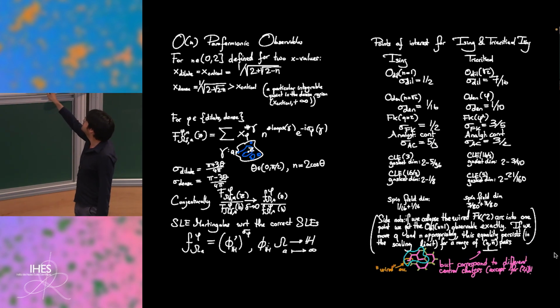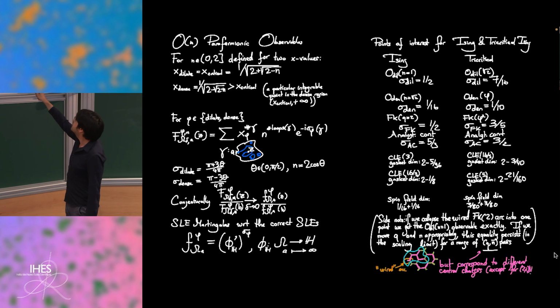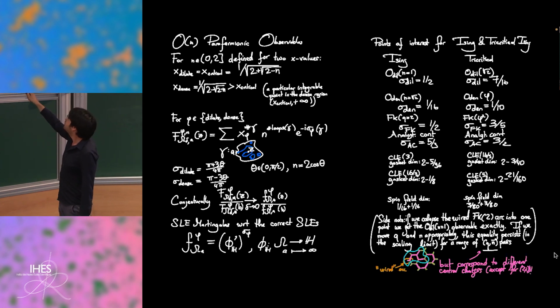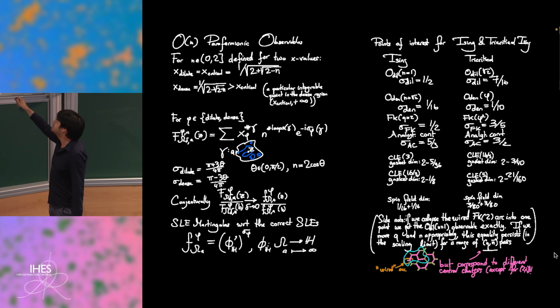So Ising, you have the guy I told you about at the beginning, which was the fermion. And so it corresponds to O(N) dilute with sigma equals 1/2. The Ising model can also be written as O(N) dense in the scaling limit, conjecturally, with sigma equals 1/16. There's this FK thing that I didn't speak about, but we used. And there's one more guy I'm going to tell you about later. And tri-critical, you get something of this sort.